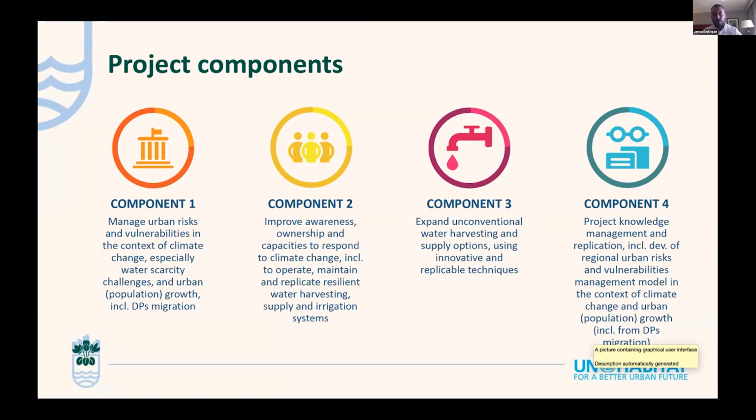Component 2 and component 3 are connected. Why? Because component 2 is what we refer to as a soft component, and component 3 is the hard component. The soft component is improving awareness, ownership, and capacities to respond to climate change. And this is coupled by component 3, which is expanding the unconventional water harvesting and supply options.